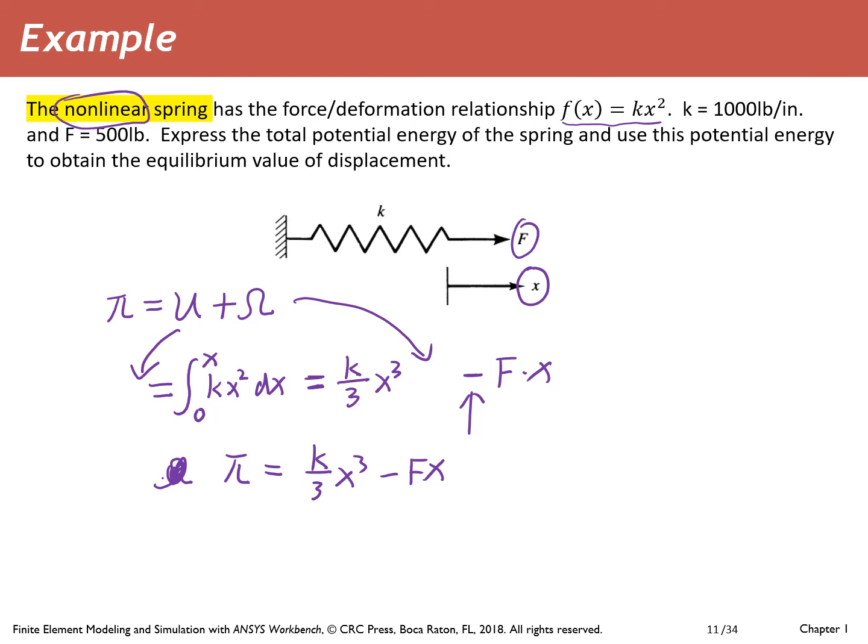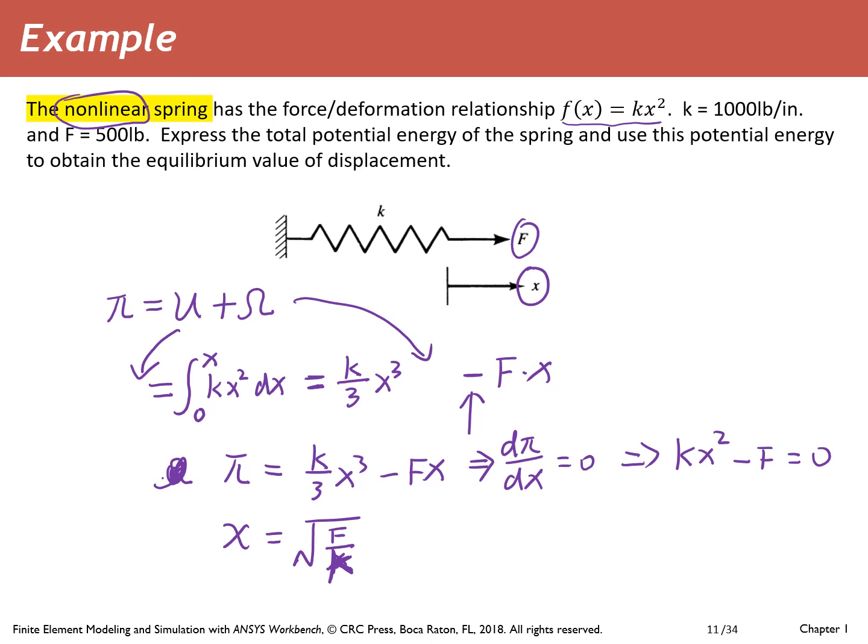To minimize the potential energy, we set dPi over dx equals 0, which leads to kx squared minus F equals 0, and then x equals the square root of F over k. So you plug the numbers into it, and you can get the equilibrium displacement for the system.